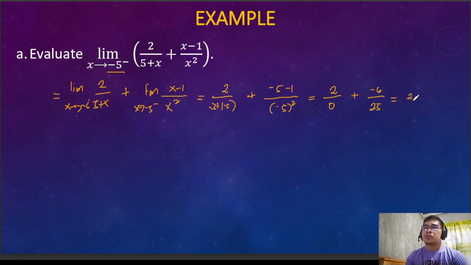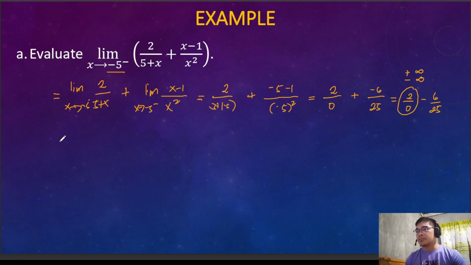So we get here 2 over 0 minus 6 over 25. Take note, we have 2 over 0. From the previous theorem, we need to identify whether this 2 over 0 limit is positive infinity or negative infinity. Okay, let us check. 2 is greater than 0, so our c is greater than 0.